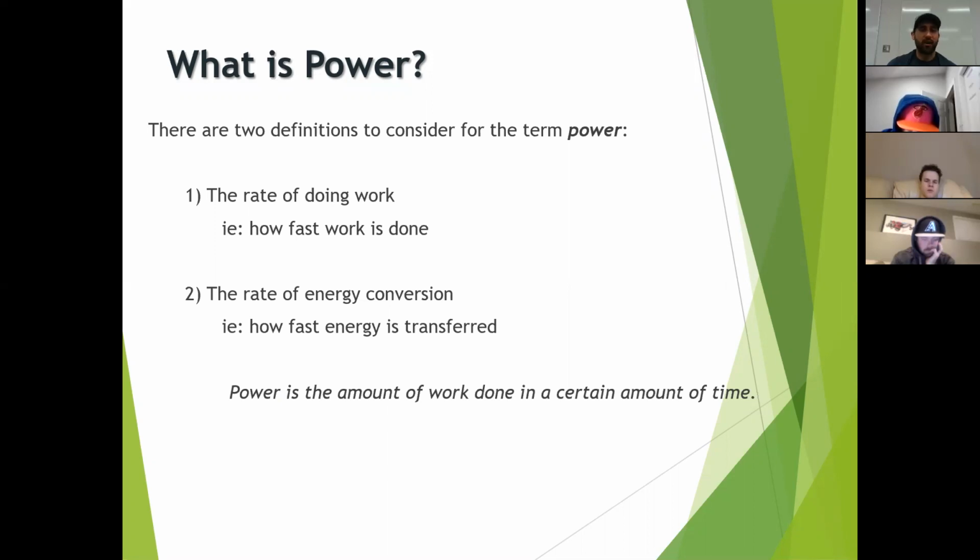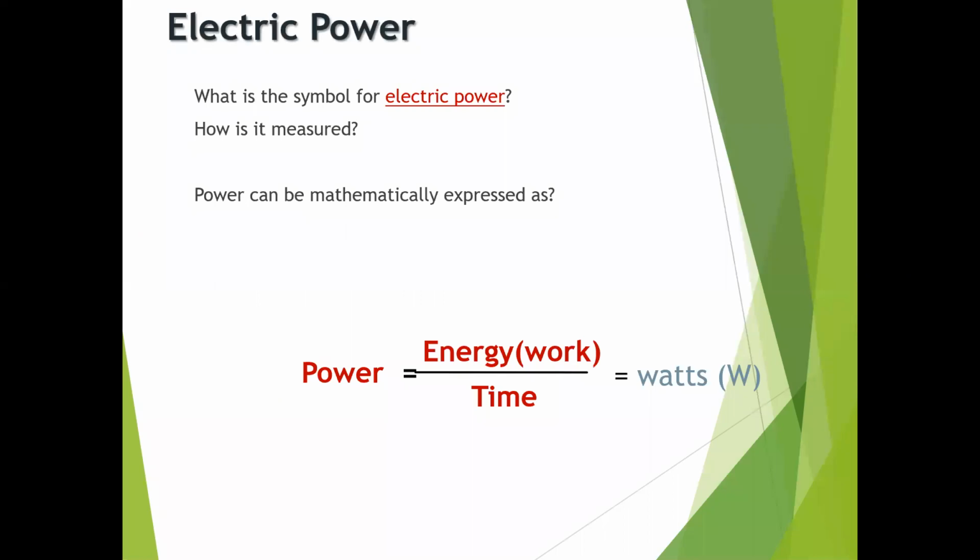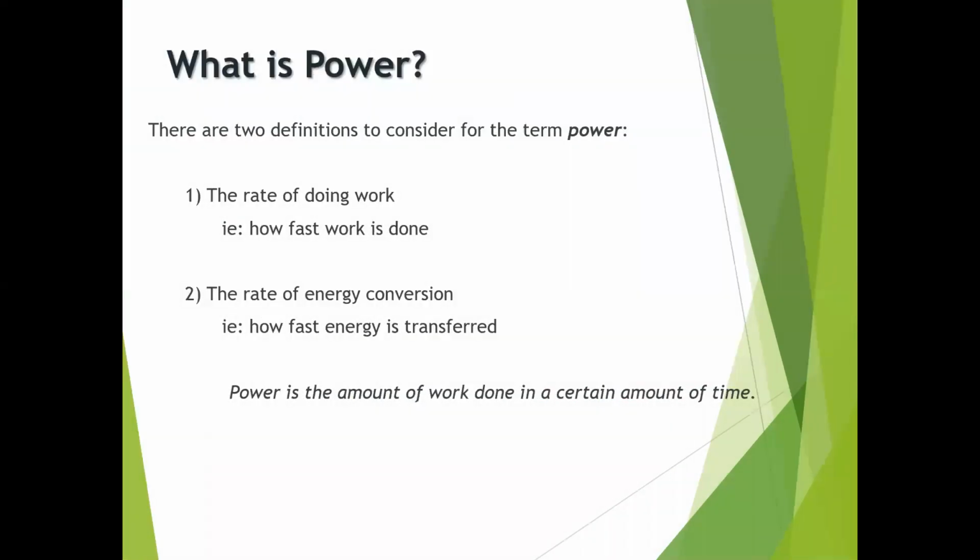So what is power? Whoa, back it up. There are 2 definitions that we have to consider when it comes to power, okay? Power, first of all, is the rate of doing work or how fast work is done, and the rate of energy conversion. In essence, power is the amount of work done in a certain amount of time.